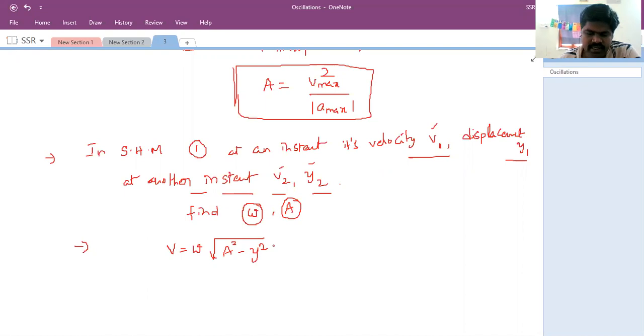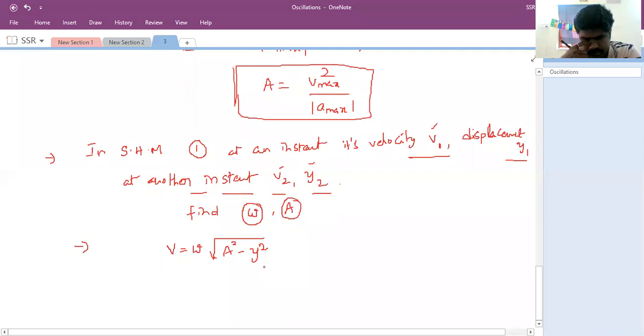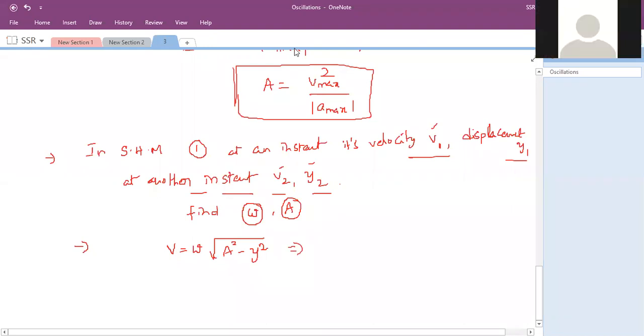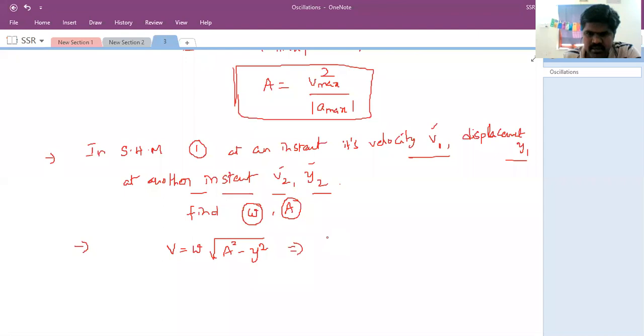Yes or no? Please react. V equal to omega into root of a square minus y square, the relation between V, omega, a and y. Have you understood this equation? Right. Then from this, what can you write for the first instant?